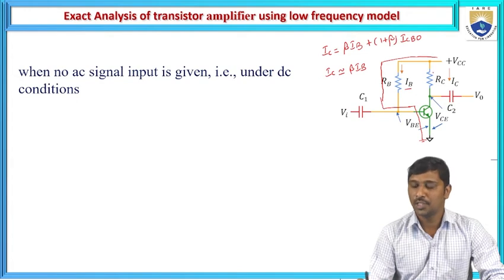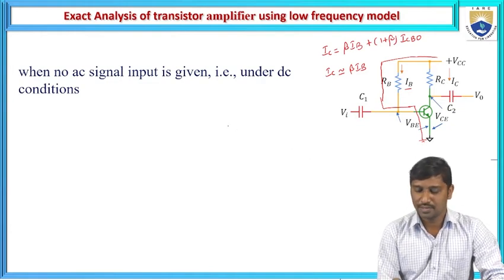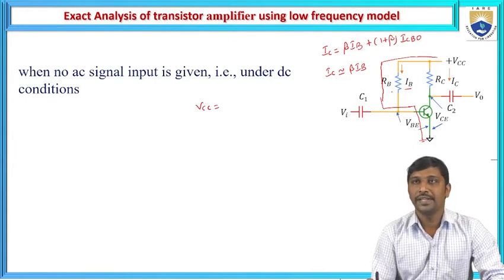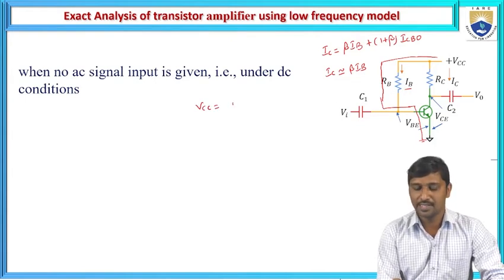Hence, we need to apply the KVL analysis at the input loop that starts from the VCC node to the lower potential through this biasing resistance and the base terminal and emitter terminal towards the ground potential. From this, if you want to write the equation, VCC is equal to the voltage drop across this base resistance, represented as IB times RB.